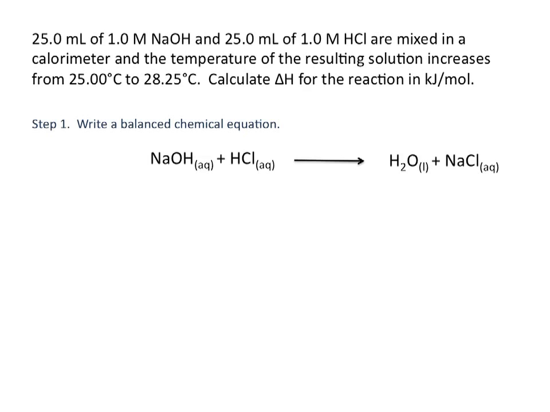The first thing you need to do when doing one of these problems is to write a balanced chemical equation. And so if you remember how acids and bases react, they always react to form water and a salt. So we have NaOH plus HCl reacting to form H2O and NaCl. Now the notation of (aq) in parentheses by the NaOH and HCl means that these are aqueous solutions. So we have sodium hydroxide and HCl in water.